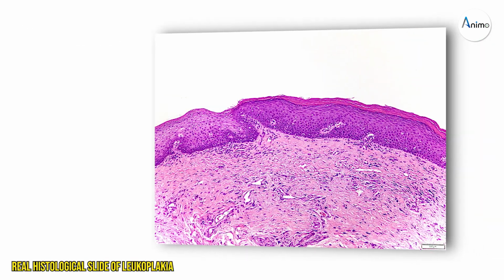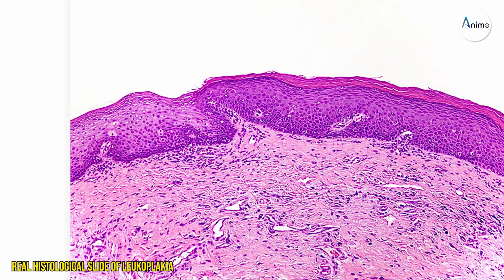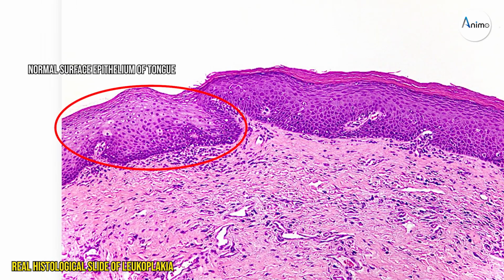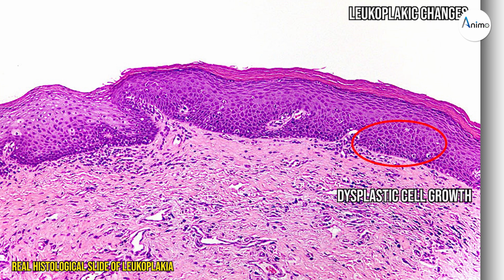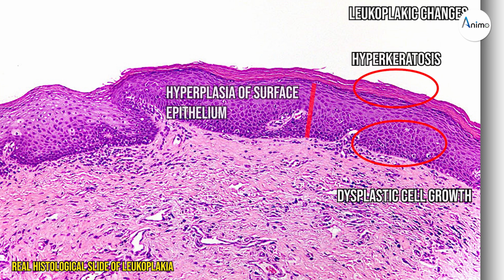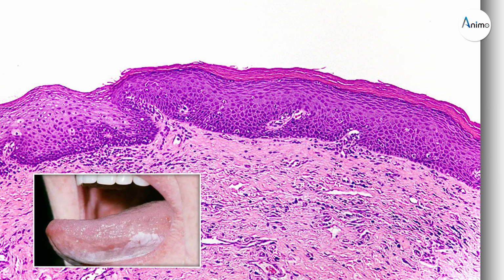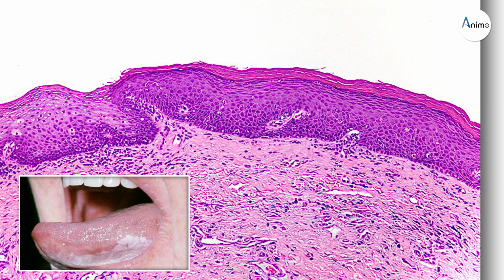Now we will see the real histological slide of leukoplakia. So this is the real histological slide. Here you see this is the normal surface epithelium of tongue, and starting from this to this, this is the leukoplakia, such as growth of dysplastic cells and hyperkeratosis and hyperplasia of surface epithelium, which is known as acanthosis. This is the gross look of leukoplakia. Again, we can't identify any kind of abnormality unless we take a biopsy and see the specimen under the microscope to find any cellular or dysplastic changes. So this was all about leukoplakia.